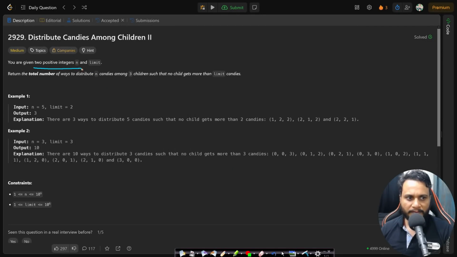You are given two positive integers n and limit. We need to return the total number of ways to distribute n candies among 3 children such that no child gets more than limit number of candies.